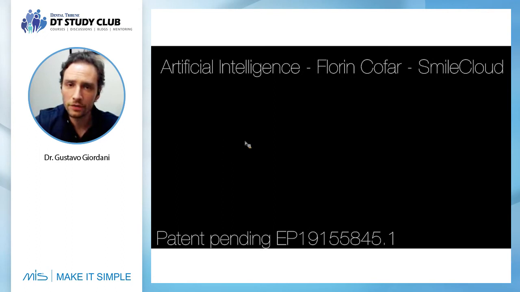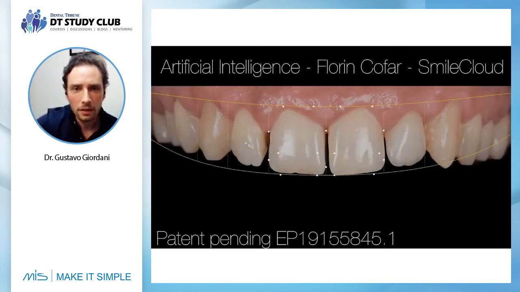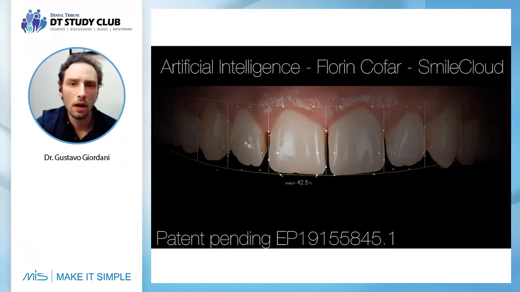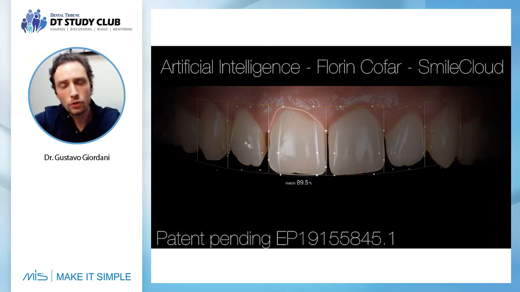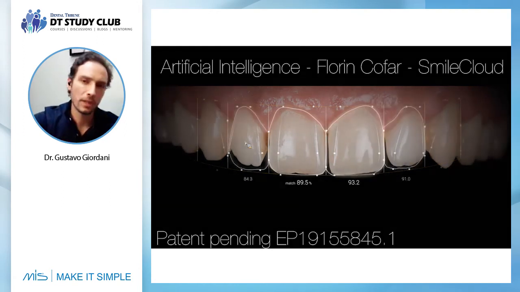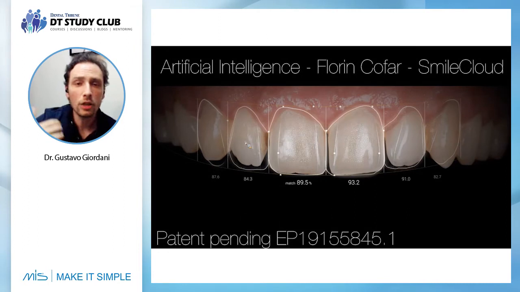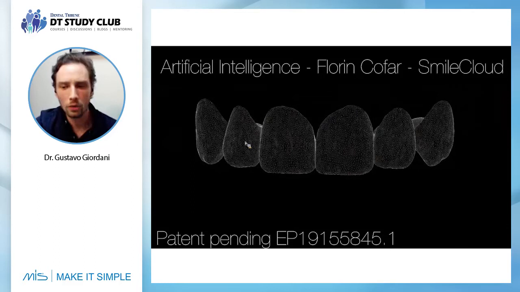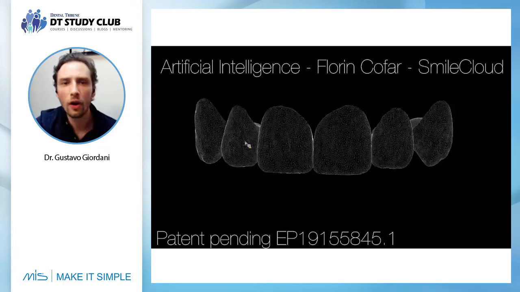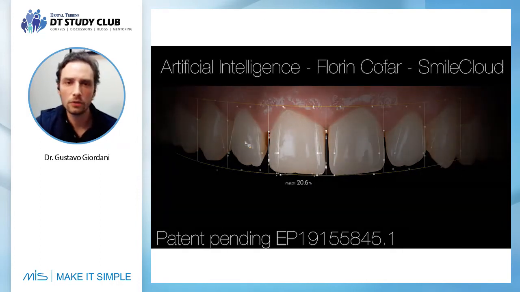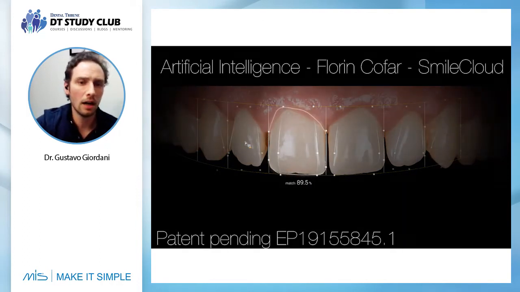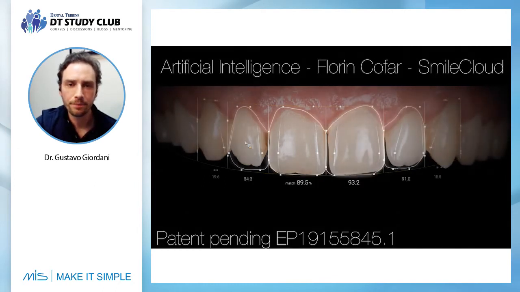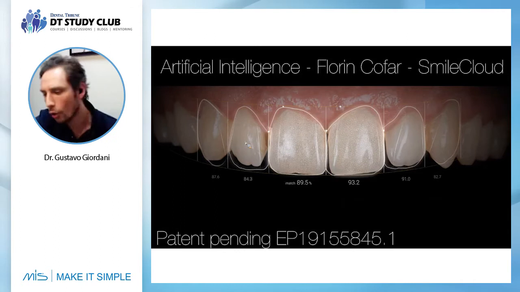You take the pictures of the patient, you put them inside the Smile Cloud, and the software, by using artificial intelligence, will read the soft tissue format and will search for the best shape for your patient. And you can show this to the patient before printing the model. So this is very good to avoid the scenario where your patient didn't like the mock-up, and then you need to go back again to the lab.